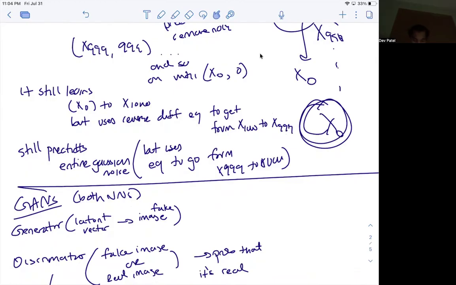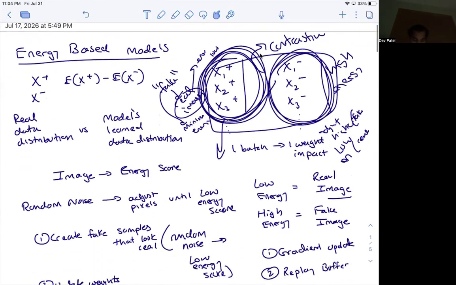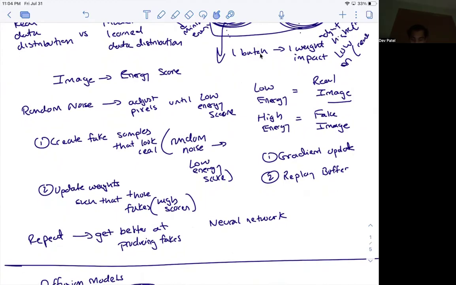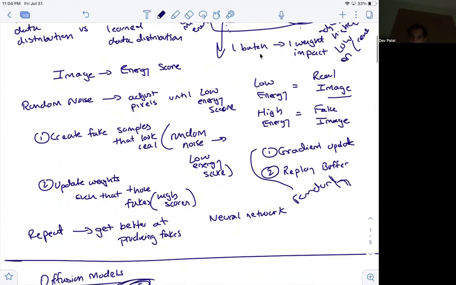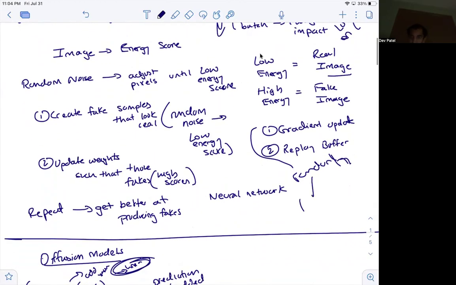GANs, how do GANs work? So yeah, let's go to energy-based models. Two things for energy-based models: we have gradient update and we have replay buffer. Gradient update is, instead of randomly adjusting the pixels, we want to lower the energy. We take the gradient of the energy and apply that update to the pixels. Instead of randomly adjusting these pixels, we have a systematic way: this is the gradient, and we adjust the pixels by this gradient such that it moves in the direction of the energy landscape. We want to get to the valley of the energy landscape.